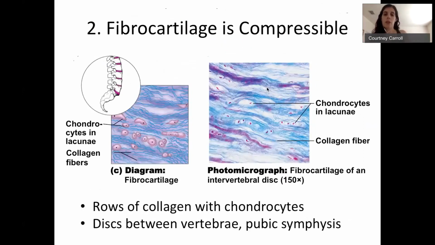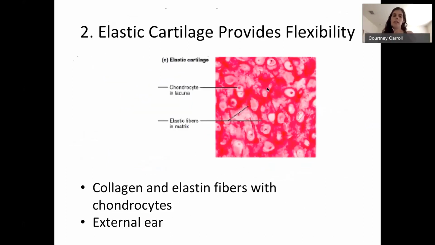Fibrocartilage is more compressible. So it's got rows of collagen from chondrocytes, and the arrangement of the collagen fibers, as well as the presence of more water in that ground substance, gives it a compressible squishiness. And it forms the disc between our vertebrae, for example, as well as the pubic symphysis, that area that holds our pubic bones together.